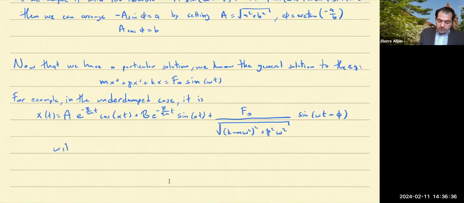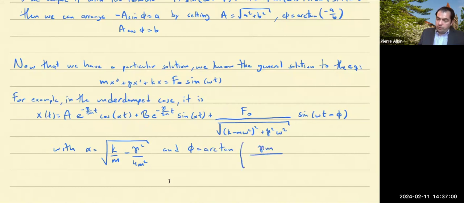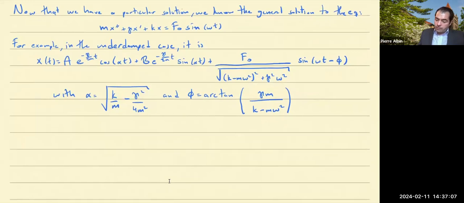With here alpha is square root of k over m minus gamma squared over 4m squared. And phi is arctan of gamma omega over k minus m omega squared. Okay, so I wrote this all out just so I could point to it now.